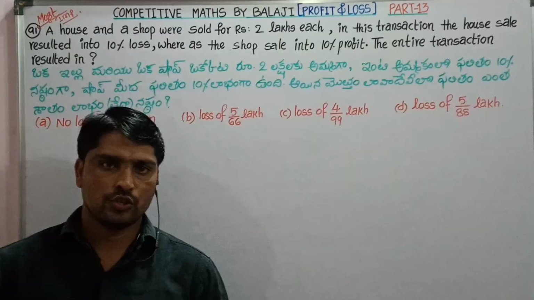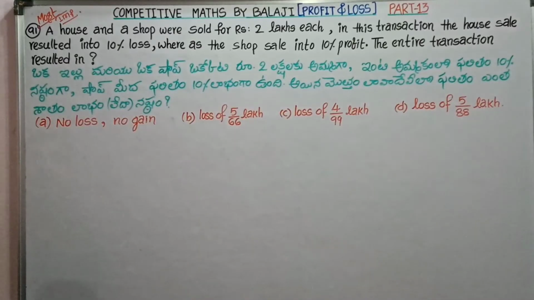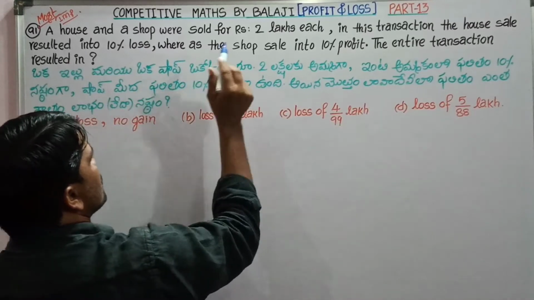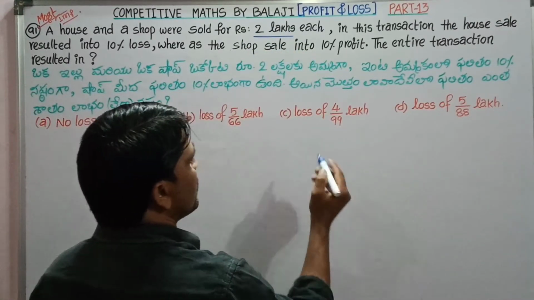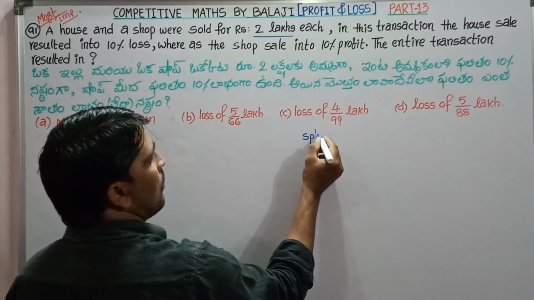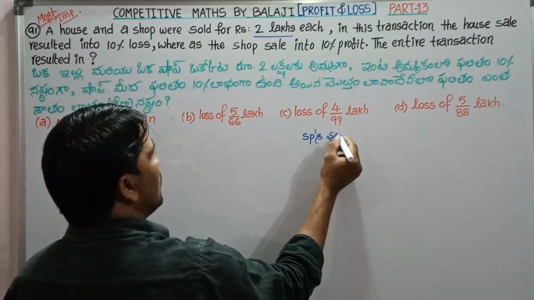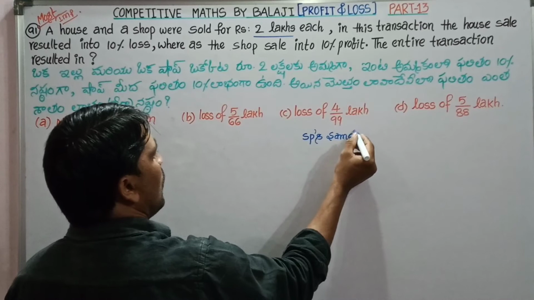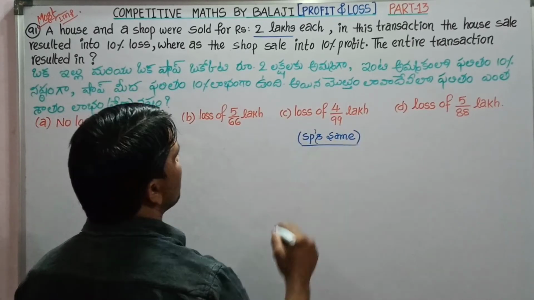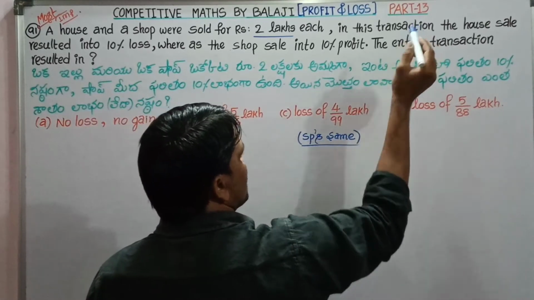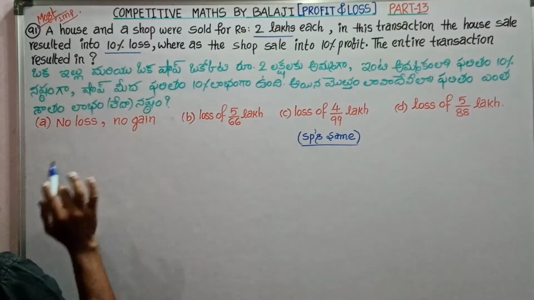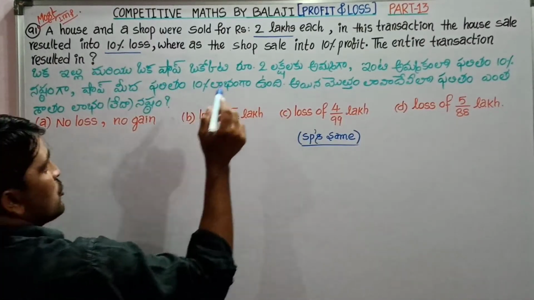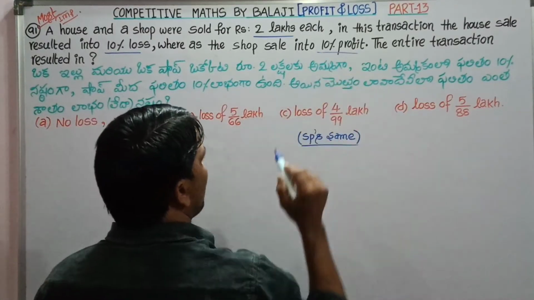Okay. Next question, a very important question. 91. A house and a shop were sold for rupees 2 lakhs each. That means SPs are the same. The selling price of house and shop are the same. In this transaction, the house sale resulted in 10% loss, whereas the shop sale resulted in 10% profit.